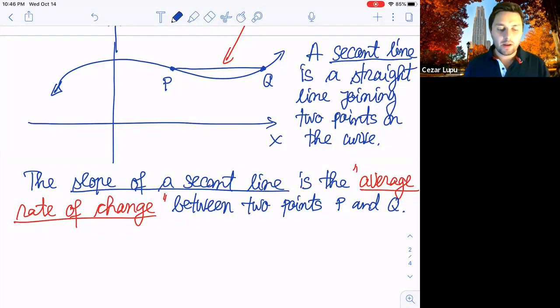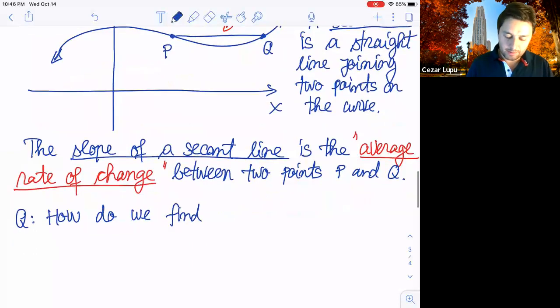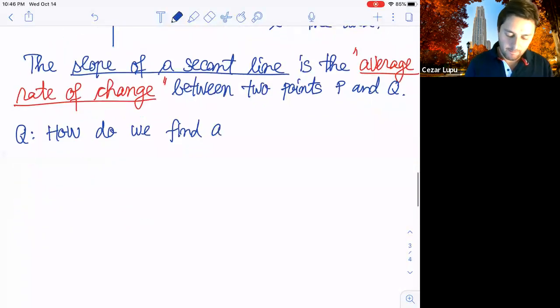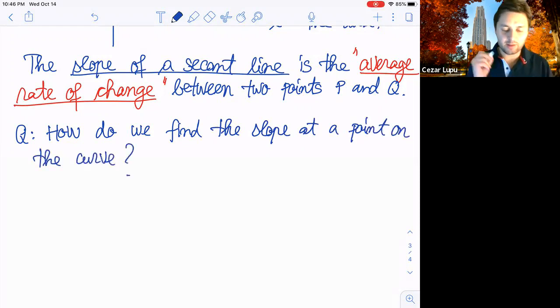Now, we would like to address the following question. How do we find the slope at a point on the curve? That's the big question we would like to address first.